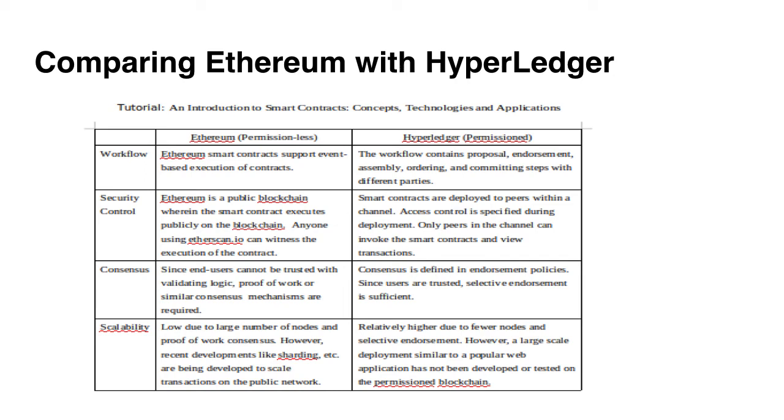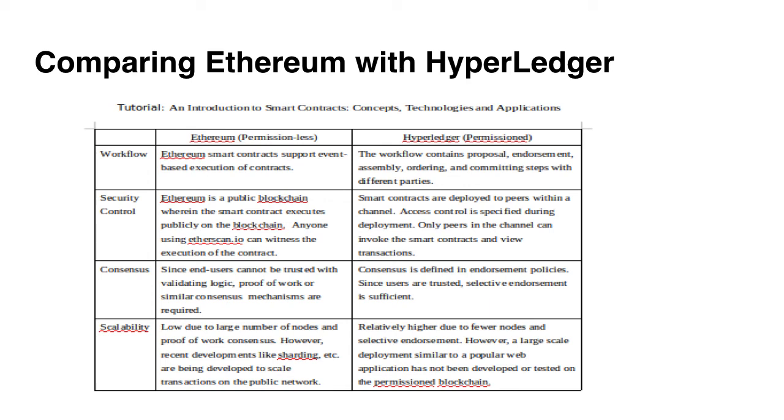Okay, so with Ethereum, the security, it's a public blockchain. The smart contract executes publicly on the blockchain. Everybody can view the smart contract address and the actions taken. Anyone using etherscan.io can witness the execution of the contract. Whereas with Hyperledger, which is a permissioned blockchain, smart contracts are deployed by peers within either an organization or amongst different organizations. The access control is very clearly specified during the deployment. Only peers in the channel can invoke the smart contracts and view the transactions.